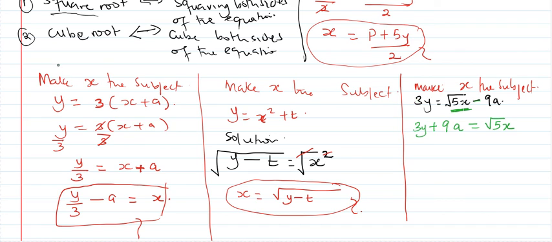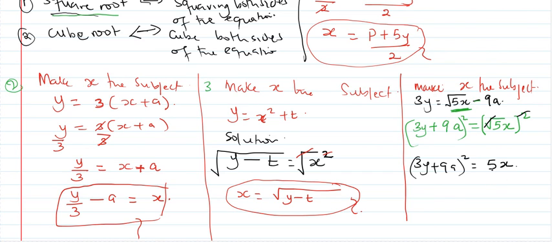To get rid of the root, remember, square root, you square both sides, just like we did in example 2. This is example 3. We have to square both sides. This is how we get rid of the root. And if this was a cube root, we would power to 3. Now, the square makes the root sign disappear. So now we have 3y plus 9a whole square equals 5x.